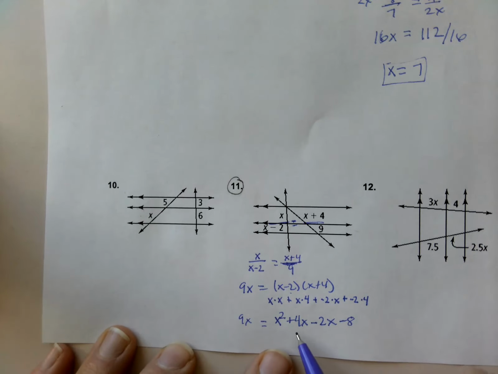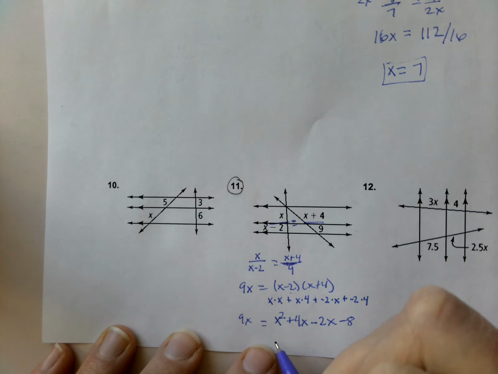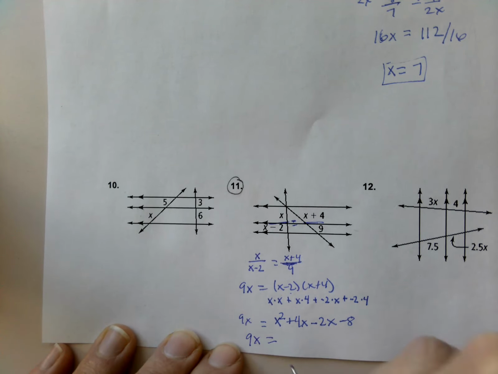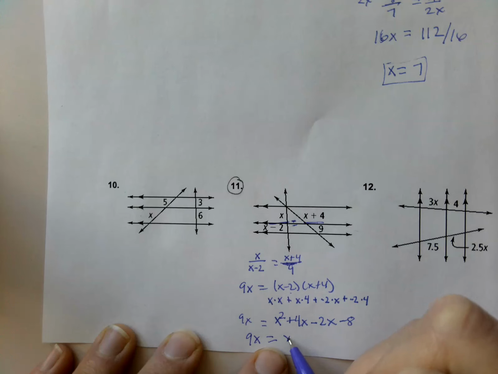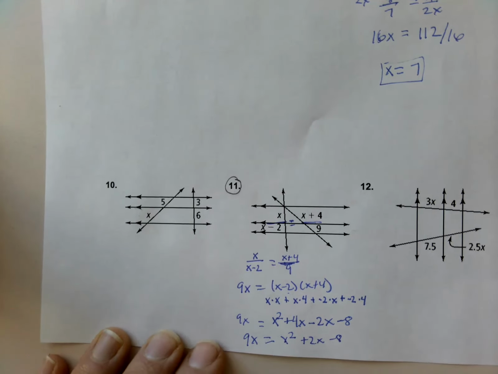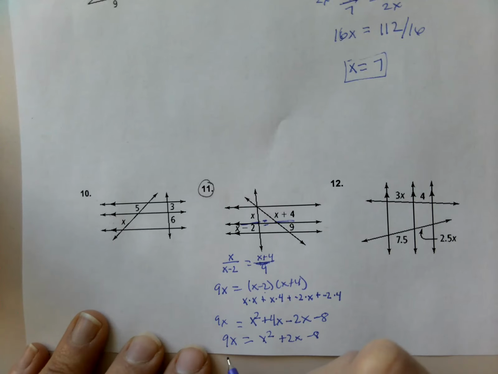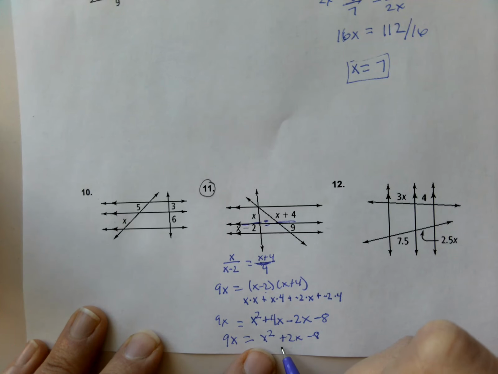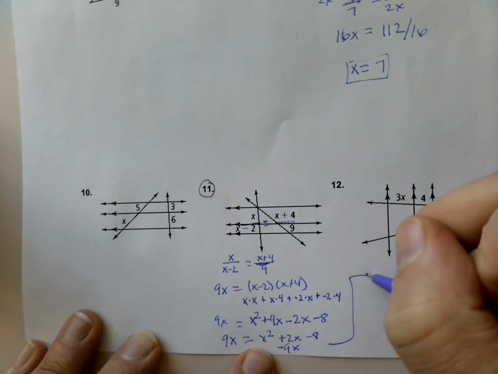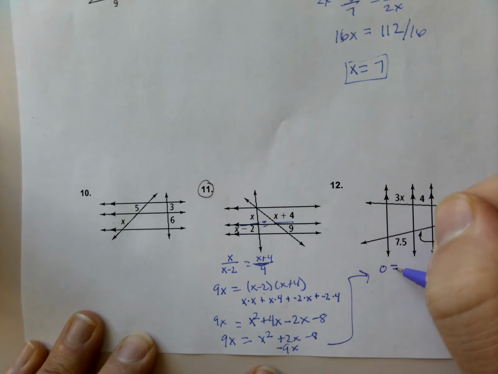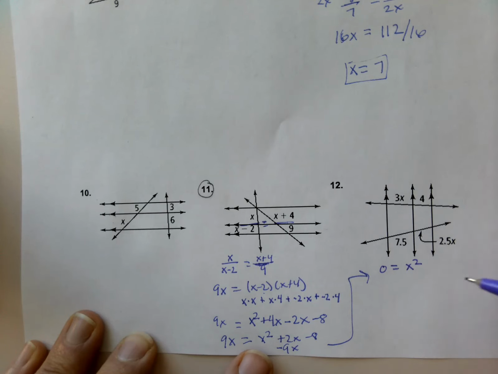The first thing I'm going to do is combine my two like terms. So I still have this 9x is equal to, now I have this x squared plus 2x minus 8. Now I have to use my quadratic formula. I need to set this equal to 0. Remember, the first step is to set this equal to 0. So I'm going to move over here. So 0 will be equal to x squared minus 7x, because a positive 2 minus 9, negative 7x minus 8.